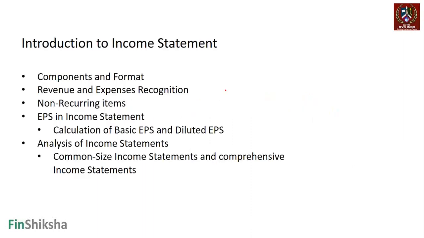So this is going to look at what are the key components and formats of the income statement. It is going to look at how do we recognize revenues and expenses. It is going to look at non-recurring items, items that do not repeat over time. They are one-time, one-off items. It is going to look at the calculation of earnings per share in the income statement. How do we calculate it? What does it mean? What's the use of that?